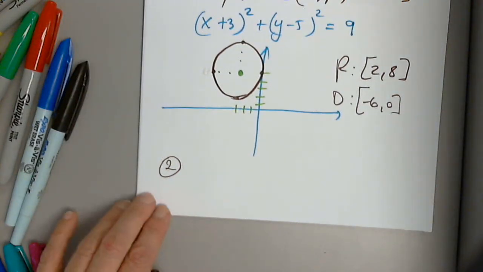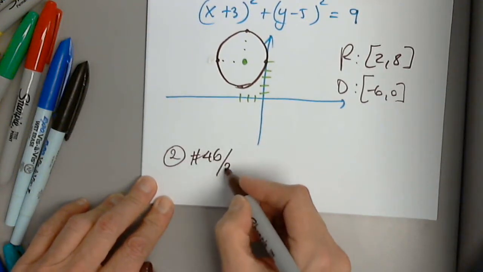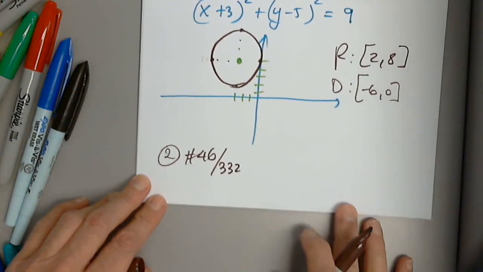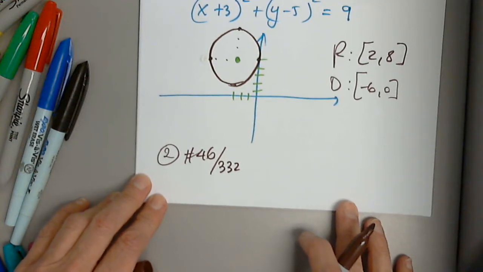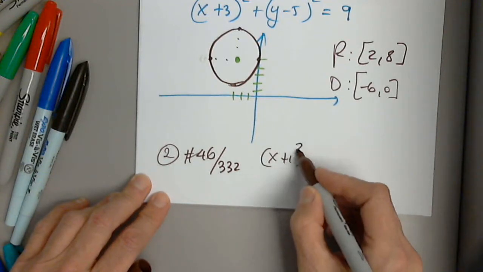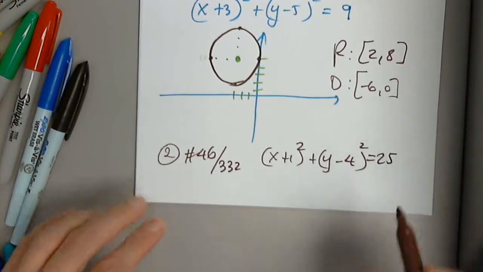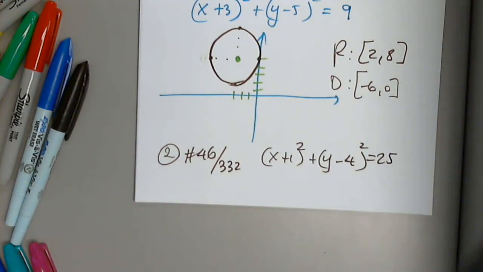Here is 46, on the same page, 332. Any questions? Stop me, please. In 46, we have x plus 1, everything squared, plus y minus 4, everything squared equals 25. Now I'm going to ask you, is this the equation of a circle? Yes. So let's analyze it by comparison, right?